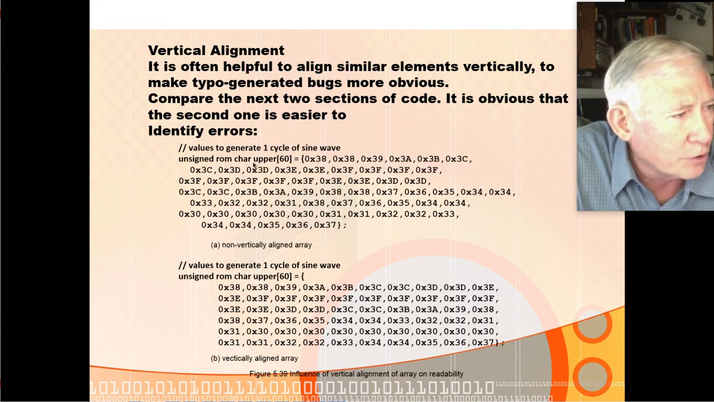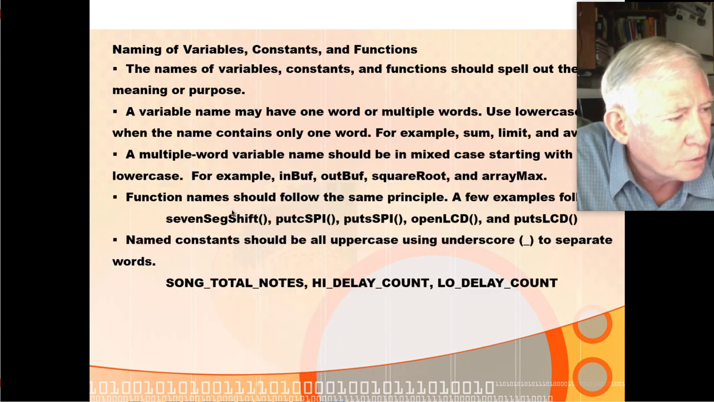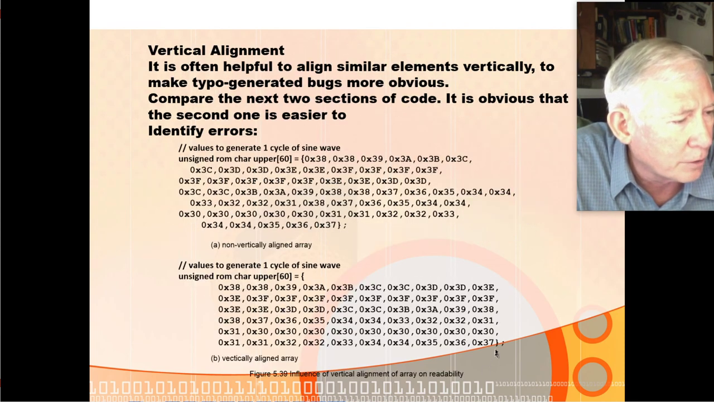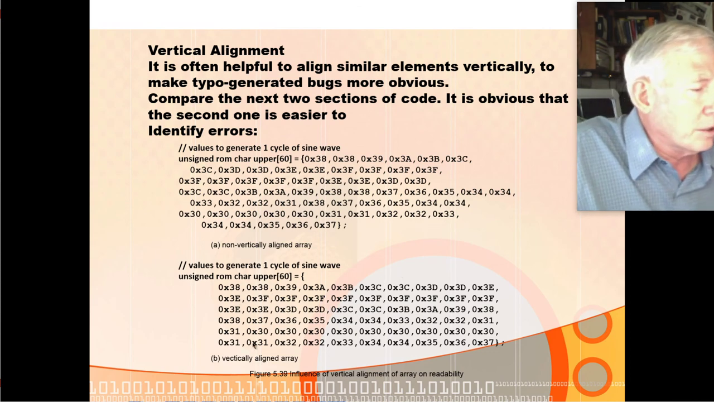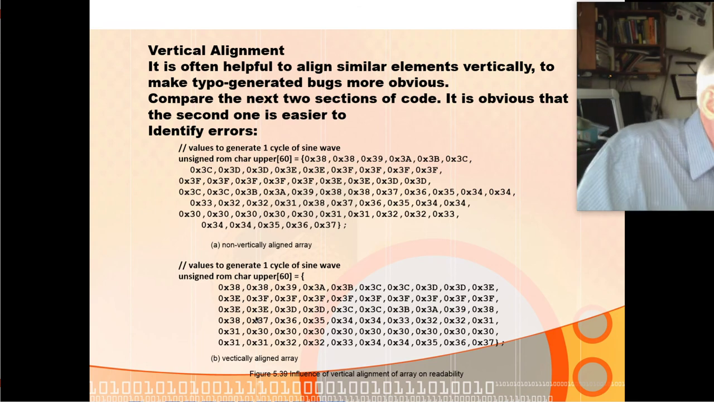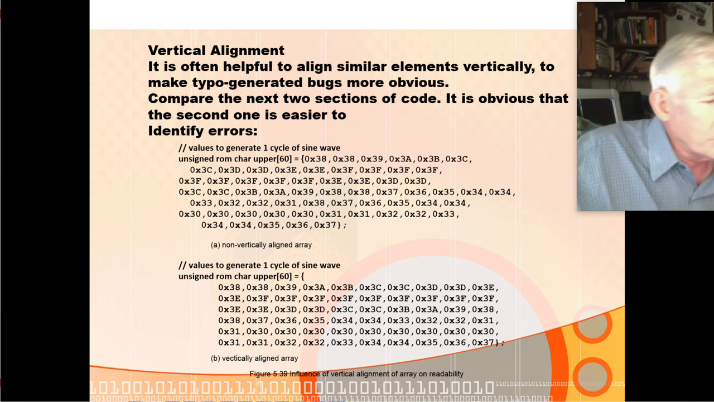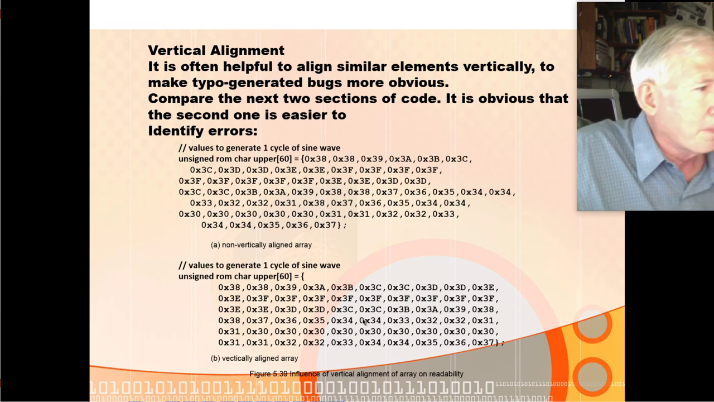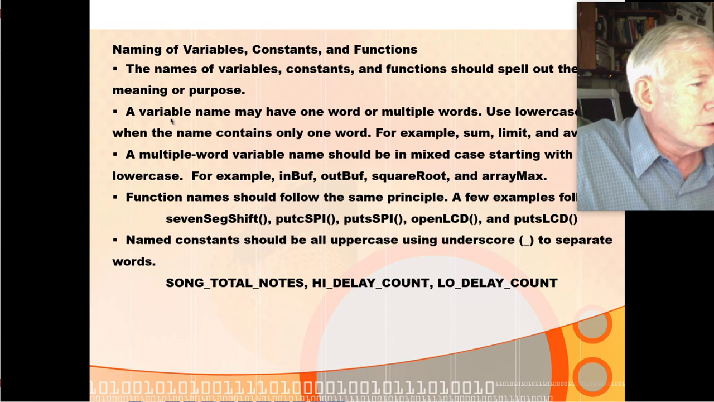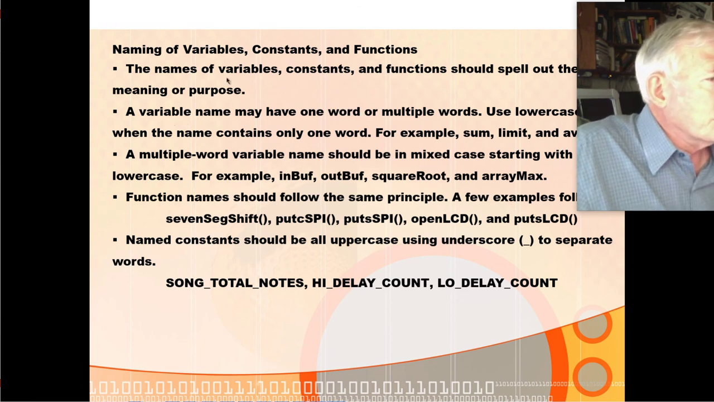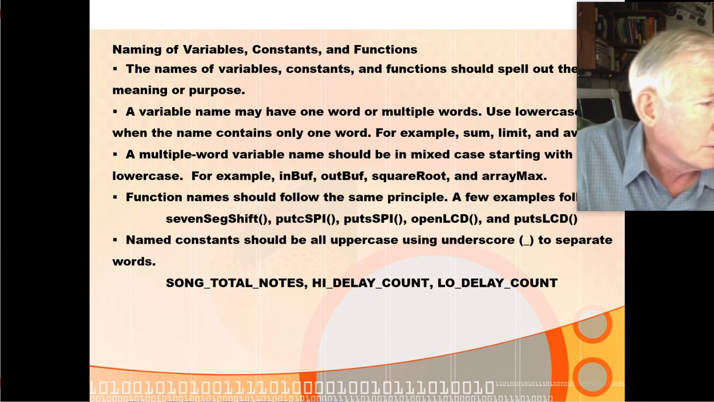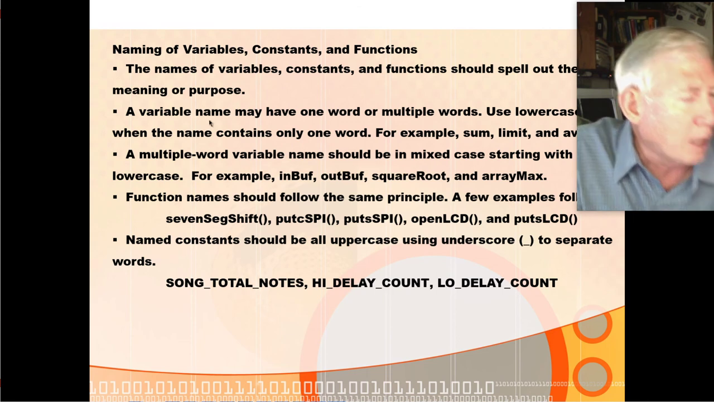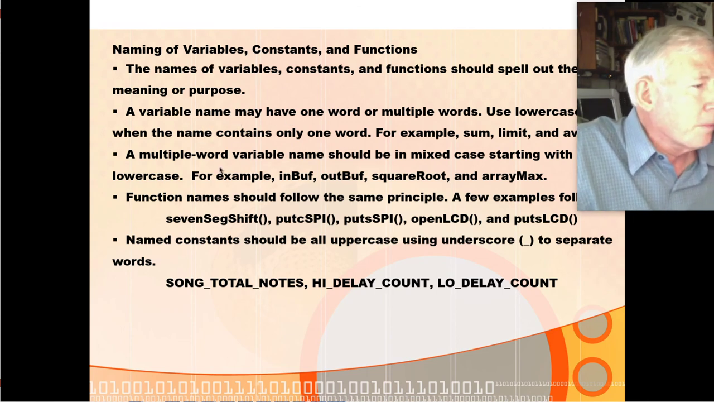Another really important thing is when you set up a constant, just by a little work, you can line them all up here. It makes it really easy to count them, and easy to see if one's missing a letter. It's really very helpful. Now sometimes they aren't all the same size. Okay, I get that. Then you can use spaces to help line them up. And your names of variables, constants and functions should give some indication of their meaning and purpose. And then you can adopt specific standards for variables, for functions, for constants.